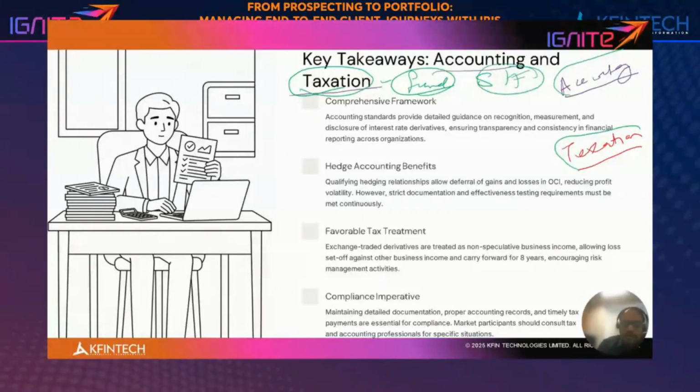So what are the key takeaways? We have a comprehensive framework. Accounting standards are laid down. Measurement policies are laid down. We saw P&L and OCI. P&L means income statement. OCI means balance sheet.